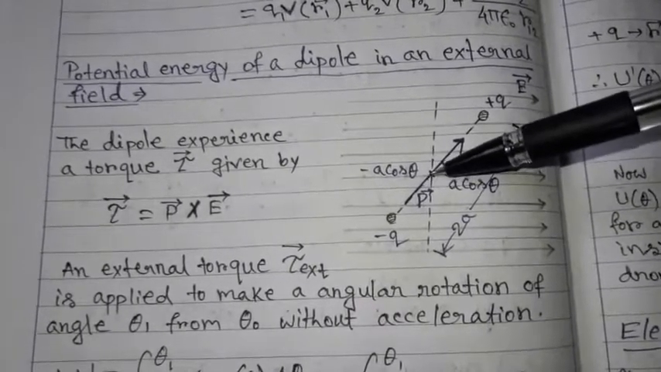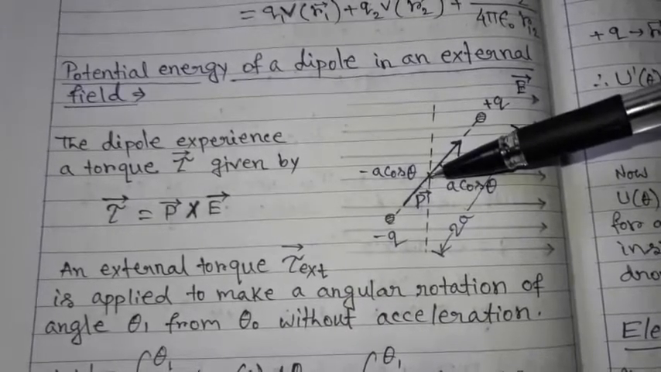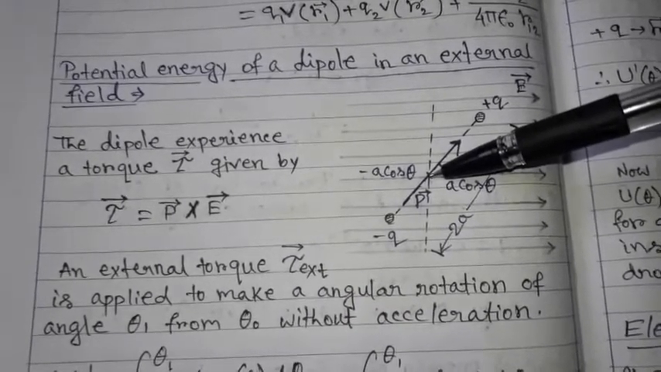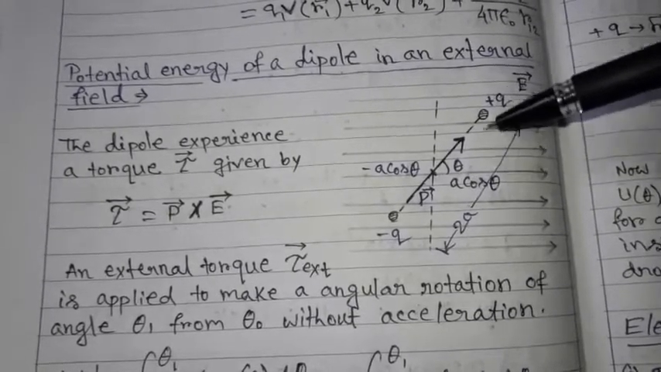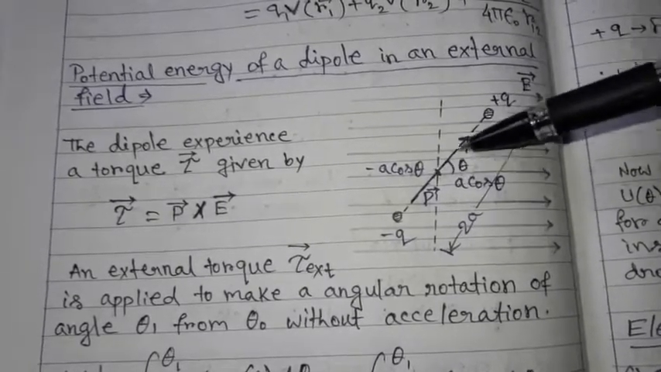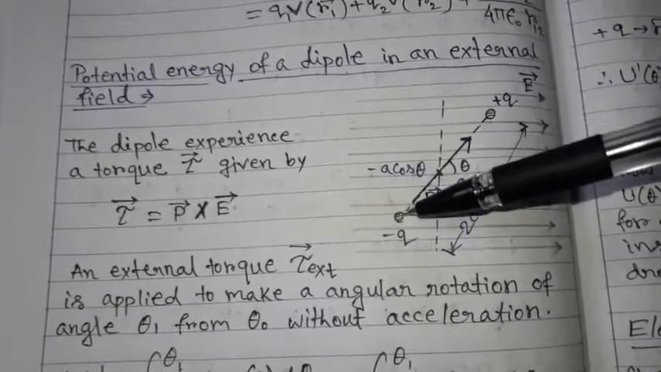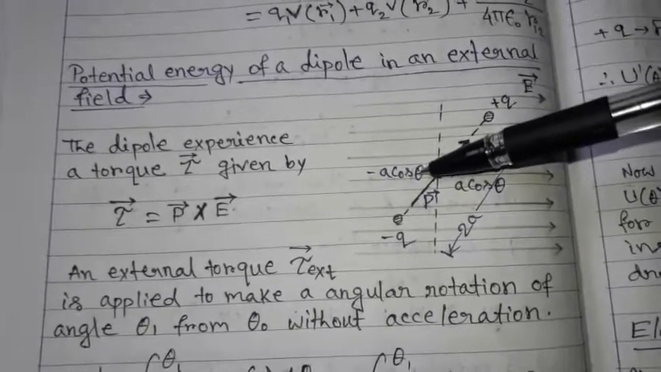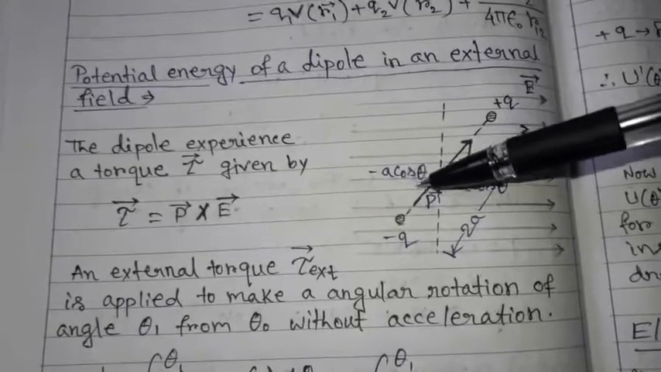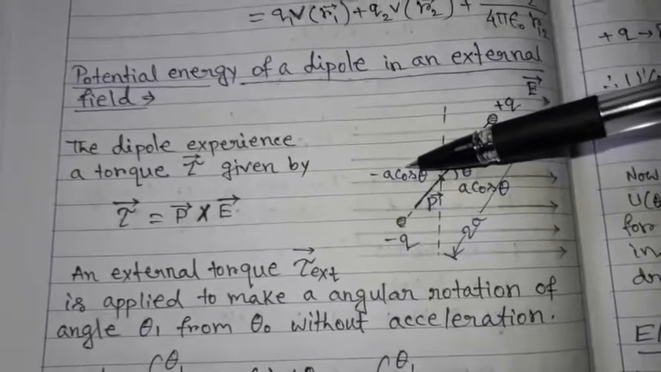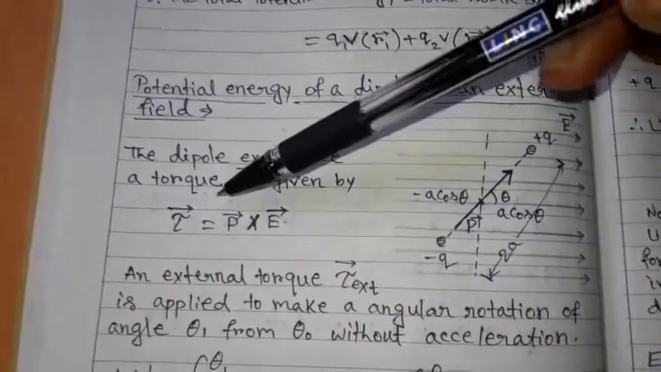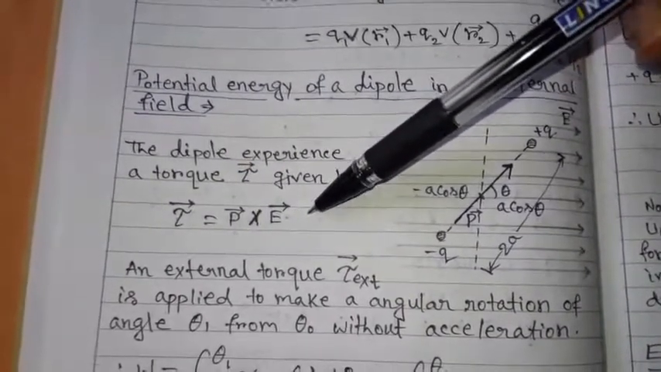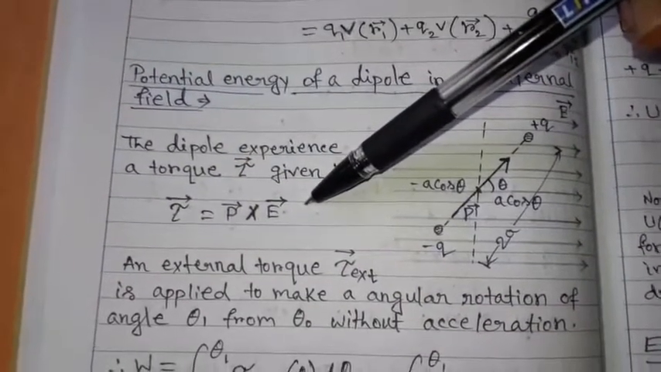So if we consider this point as the midpoint of the dipole, then this part is a cos theta. This is the projection of this half of the dipole moment, and this minus a cos theta is the negative part of the projection of the dipole moment vector on this side. The dipole experiences a torque tau given by tau equal to p cross E. This we have learned in the first chapter.